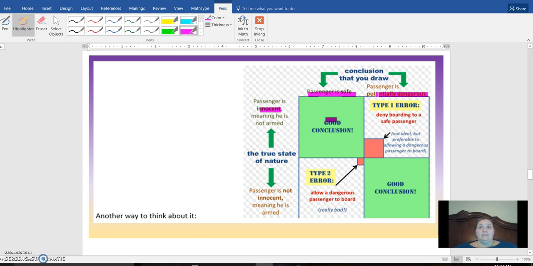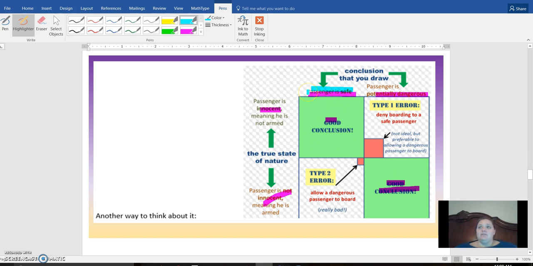The other scenario is he's not safe. Maybe he has a gun he manufactured out of plastic or something, I don't know. And so they pat him down and they find it and they say, you cannot get on the plane. This is not happening. So that's also a good conclusion. But here's where the problem lies. The problem lies in something that happens a ton more than it should.